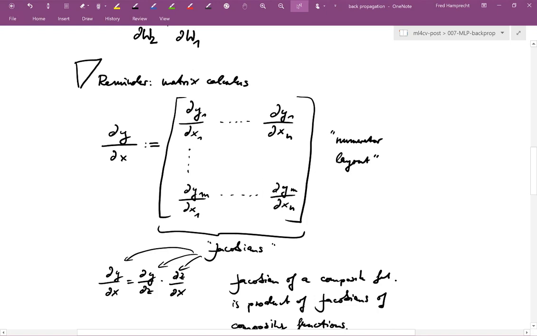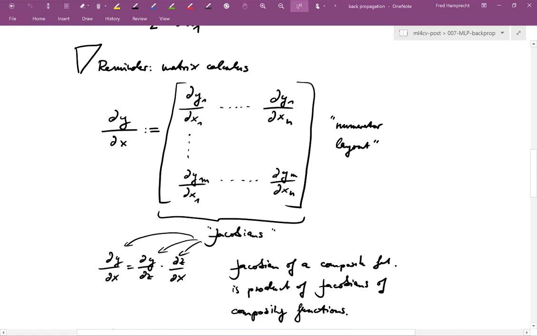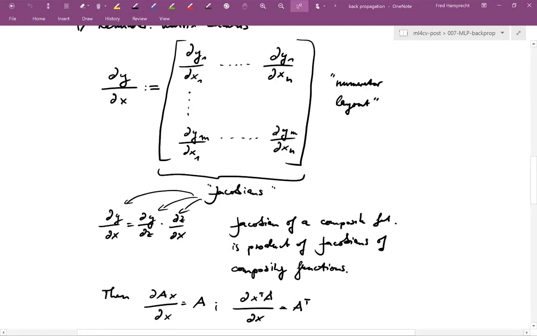And the reason why this particular layout is being used here is because when I now need to use the chain rule, then I can simply multiply these kinds of matrices, which are also called Jacobians. So if y is a function of z, which is a function of x, then I can write the derivative of dy with respect to x as dy with respect to z, dz with respect to x, and I can simply multiply these corresponding matrices. And you can verify that if we do use this numerator layout, then the dimensions will match, and otherwise we would get a mismatch.